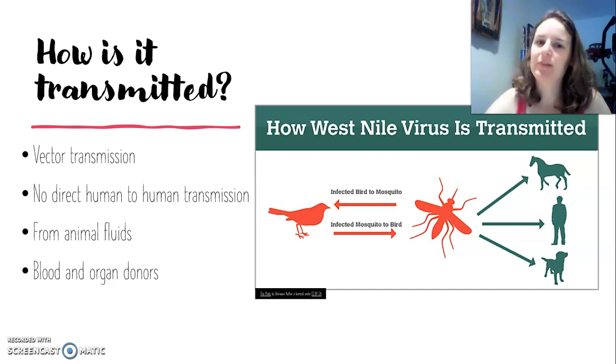And you can also get it from animal fluids. So if you're handling perhaps a sick animal, you can get it, however, not necessarily from birds, because if you're handling a dead bird, it's not like it's going to get all over. You should wear gloves anyway, but you can get it from animal fluids.